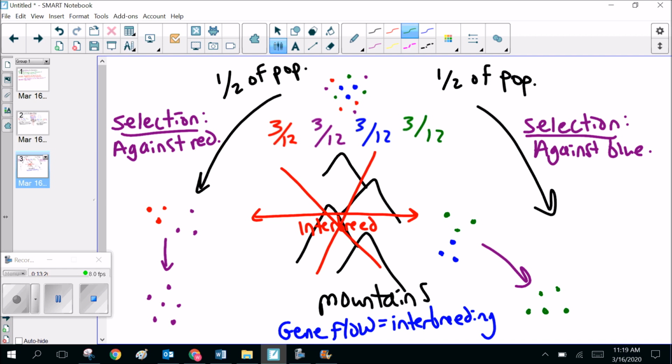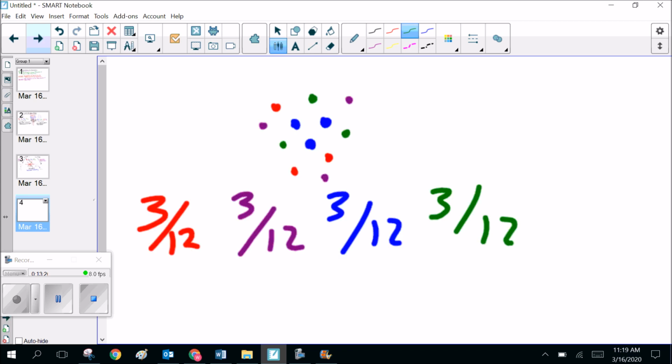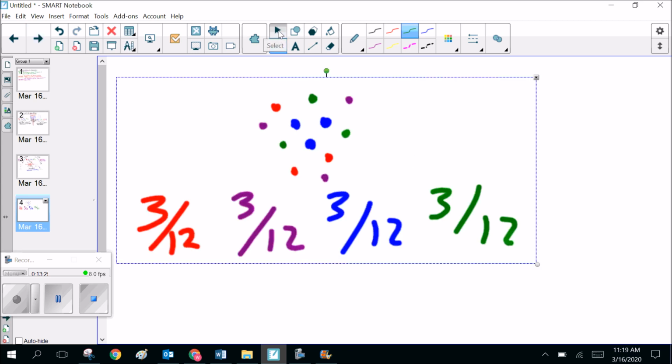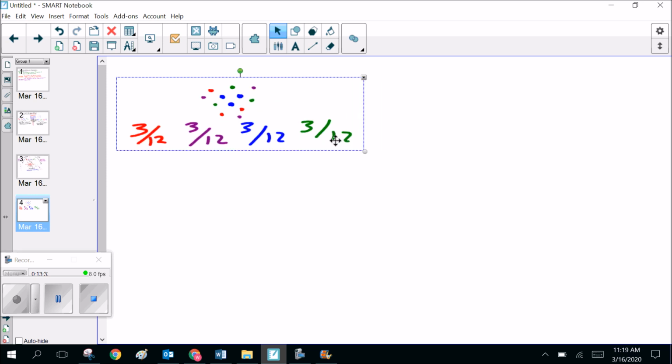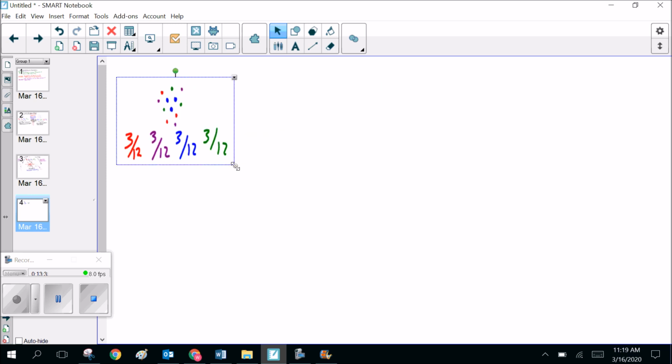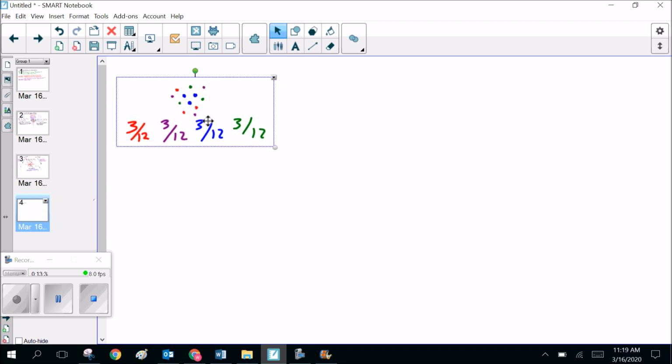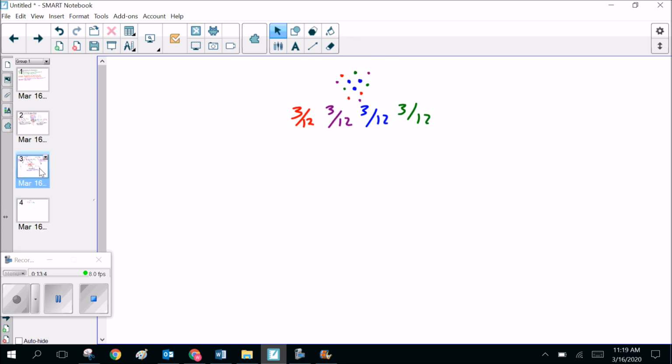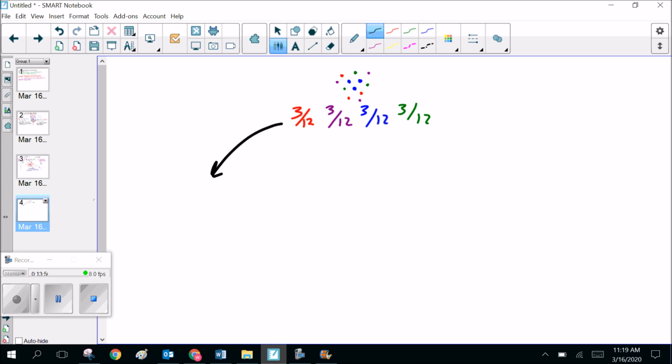So what does this actually mean? Let's go to the next slide, and I'm going to add our population back in. This time we're going to take a look at the two different populations that have come out of it. We have our original population here, and now we have two new populations. We have a purple population that has evolved out of this, where 100% of the population is purple. And over here, we have a green population that's evolved, and the green population is 100% green.